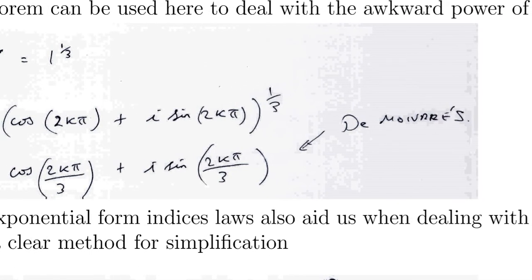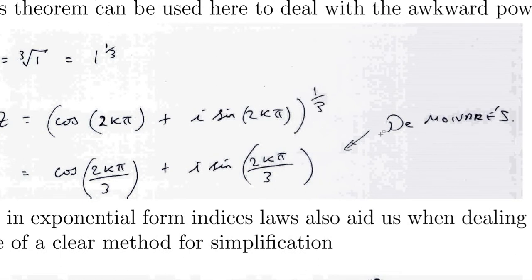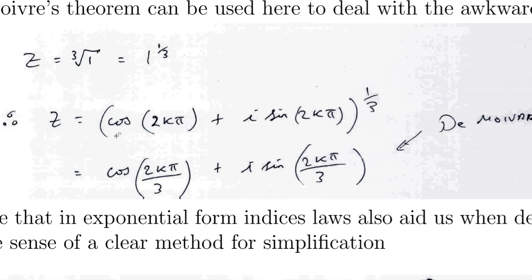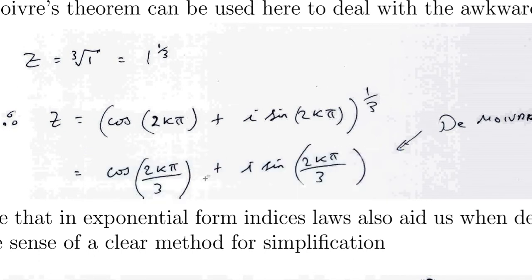If you haven't seen the concept of De Moivre's theorem, I suggest you go back over there. Generally speaking, it allows us, almost in a logarithmic fashion, to take this 1/3 and bring it down as a power. So it's now 2k pi times 1/3, which is the same as 2k pi over 3. And now we have that z generally is equal to cos 2k pi over 3 plus i sine 2k pi over 3. And this is where we're at, therefore, so far.